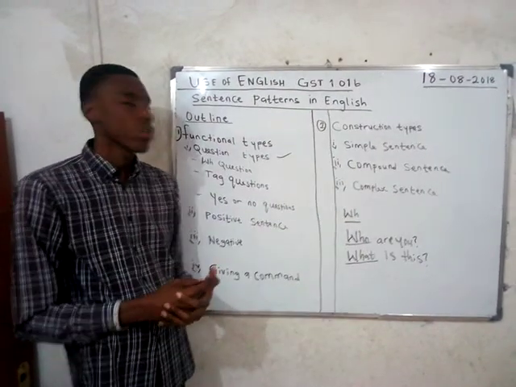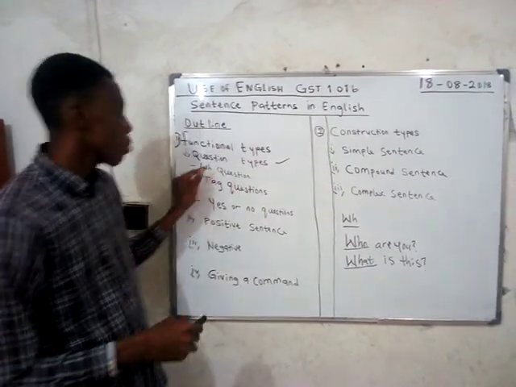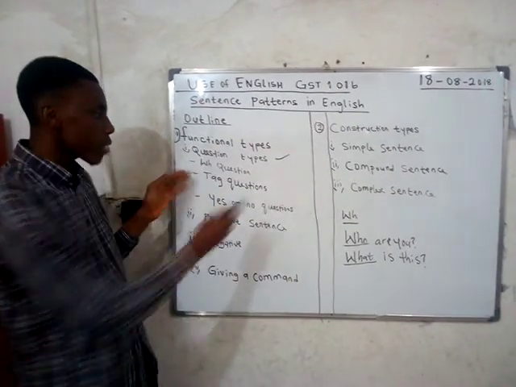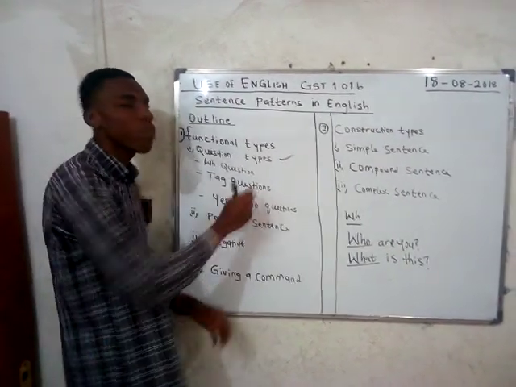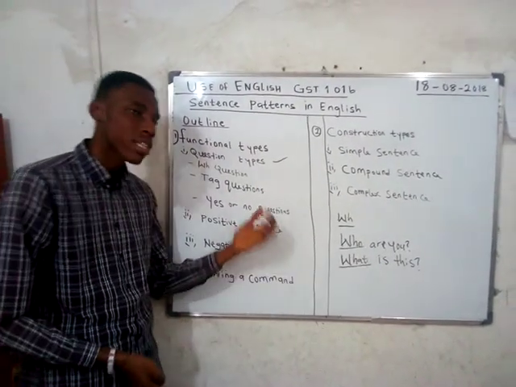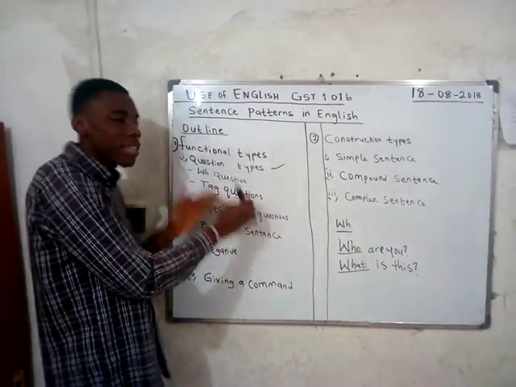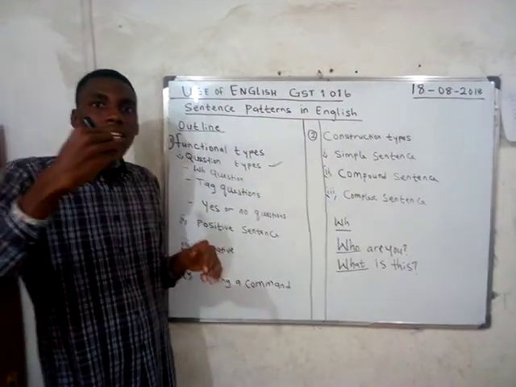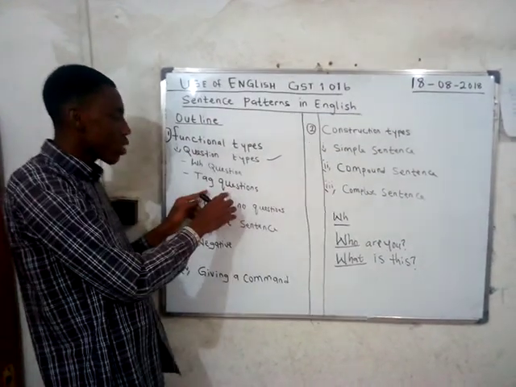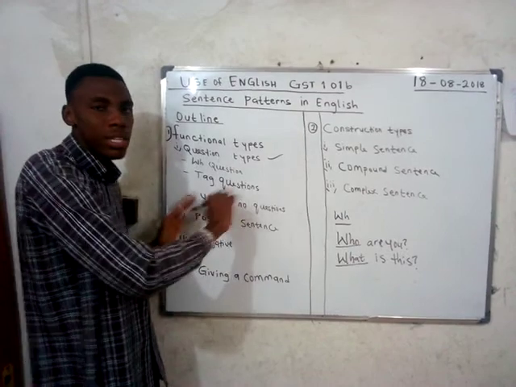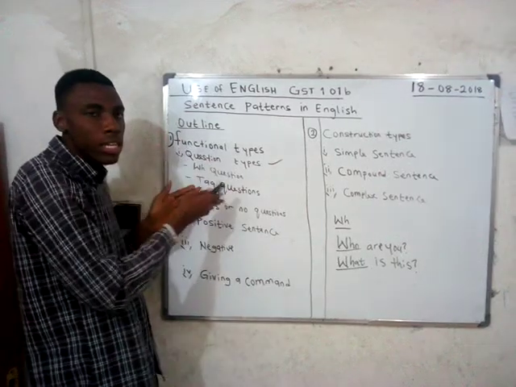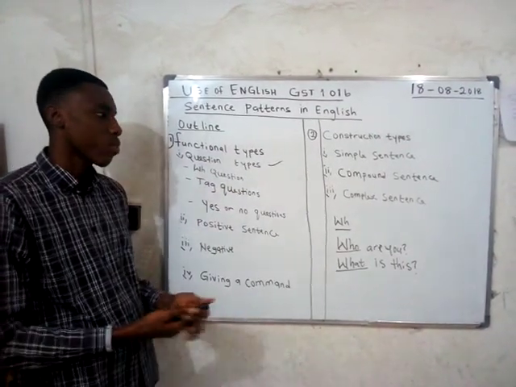Now, the second type of question we're going to look at is the tag questions. Tag questions are usually a problem for learners of English as a second language, for example, in Nigeria. What we mean by a tag question is that a question is asked and then the statement follows immediately. Whenever the statement is positive, the tag should be negative. And whenever the statement is negative, the tag is positive.